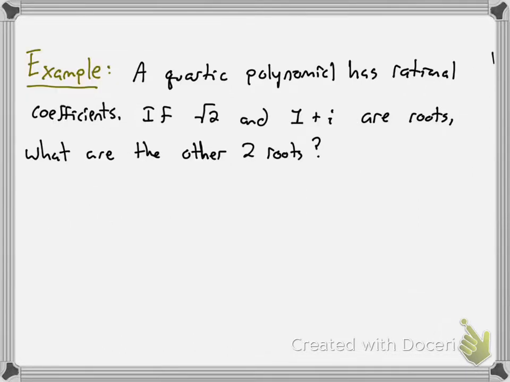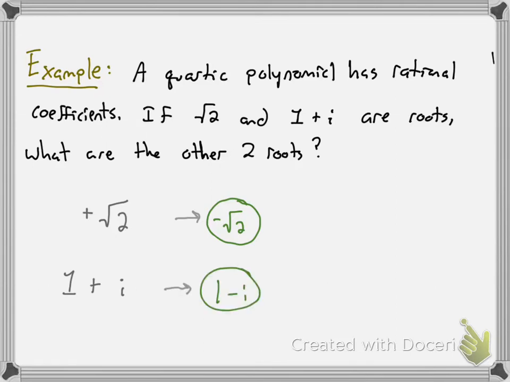So for an example, let's say you have a quartic polynomial that has rational coefficients. We already know that we have a root at positive square root of 2 and 1 plus i. And just using that information, I'm able to determine what the other two roots have to be. I have positive square root of 2 and 1 plus i. The conjugate of positive square root of 2 is negative square root of 2, so I can determine that that's also a root. Also, if 1 plus i is a root, its conjugate pair, 1 minus i, also has to be a root.